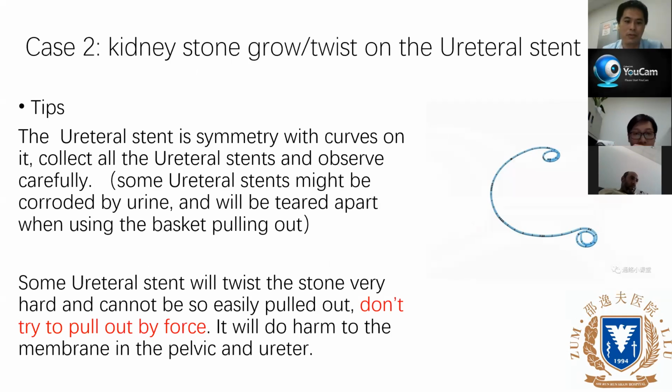when using the basket. Some ureteral stents will twist on the stones very hard, so they are not easy to pull out, but do not use force to pull it out. It will harm the mucosa in the pelvis and the ureter. And this is the second case.